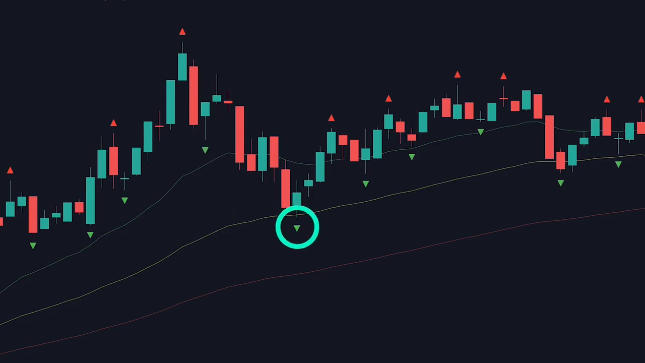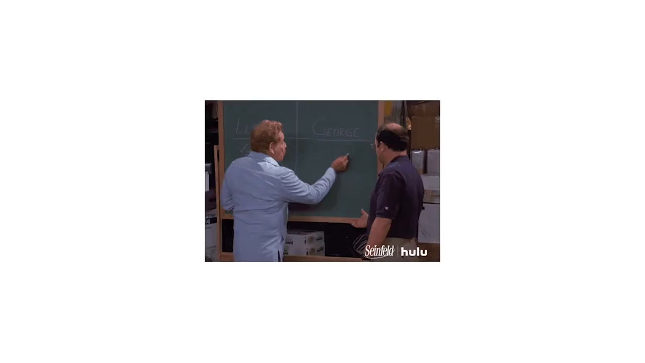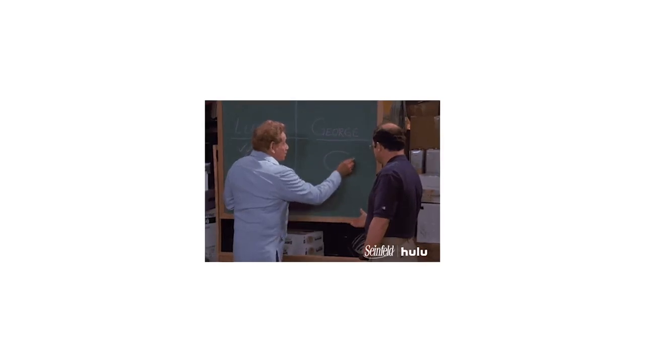Then you also have to see a Williams fractal green arrow. This will be your entry signal. Let me show you an example so you can better understand what I'm talking about.